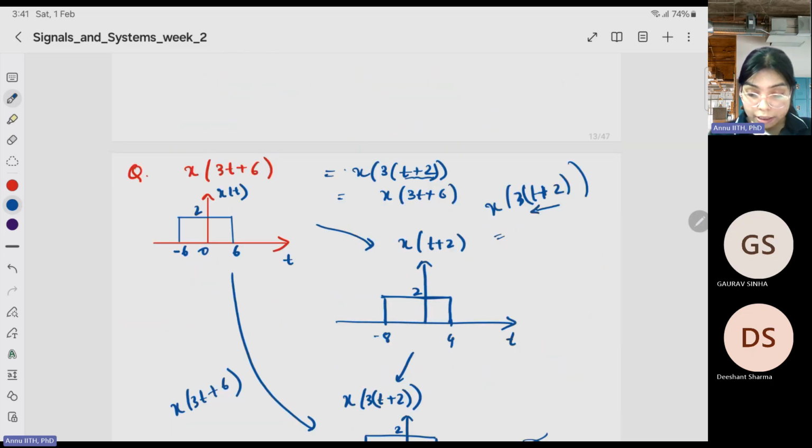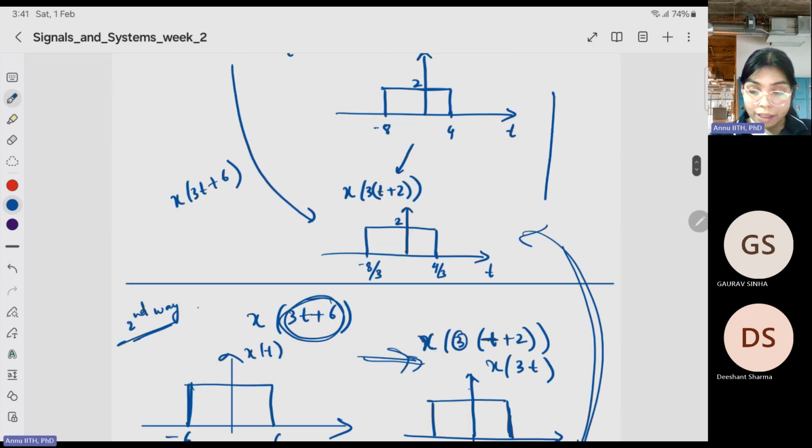It always goes like this. So t minus 2, sorry, t plus 2, then you are doing the compression. So you cannot do the 3 first. Okay, so that's this way. So the first way is the only correct one.